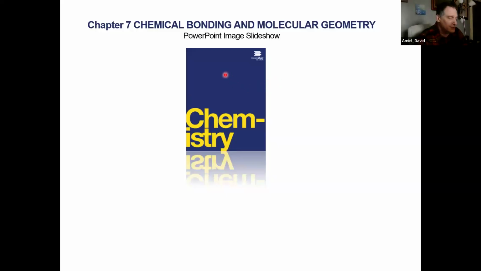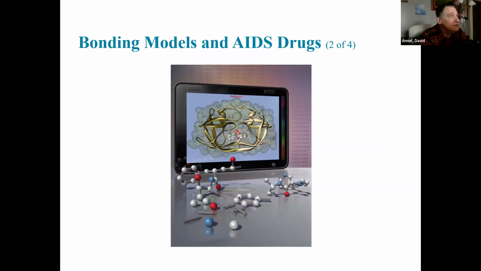Chemistry. Let's get started on chapter 7. This chapter, we are exploring the implications of electronic configurations to chemical bonding. So here, you're seeing a picture of the HIV molecule, the HIV protease, I should say.